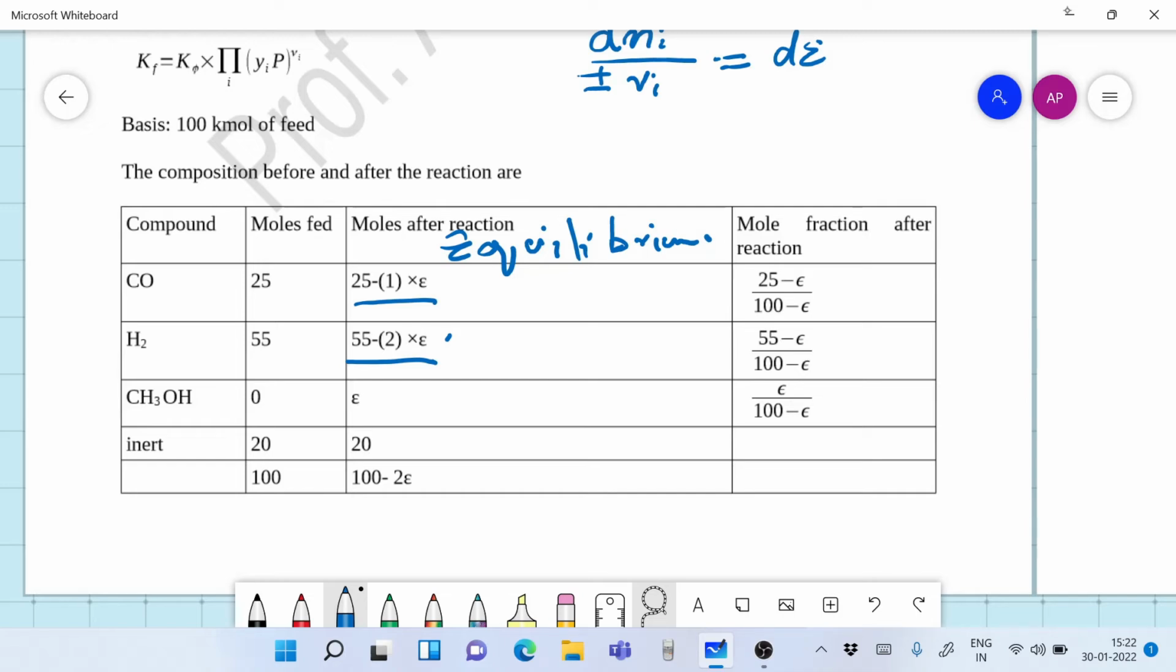So the mole fraction, when we add them up, this will be at the exit of the reaction. So when they add up, this would be the moles leaving. The moles of an individual component leaving divided by the total number of moles leaving is nothing but the mole fraction after the reaction. This is the mole fraction of carbon monoxide, this is that of hydrogen, this is that of methanol, and inerts, of course, we are not noting down.